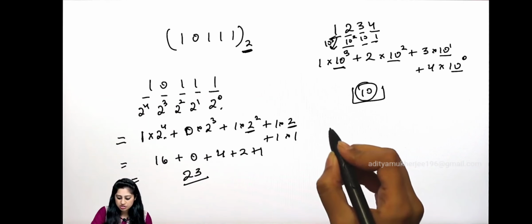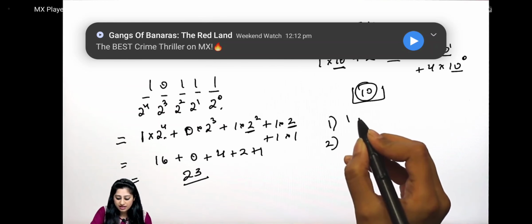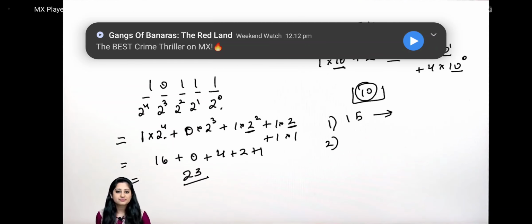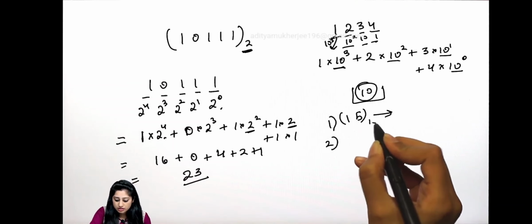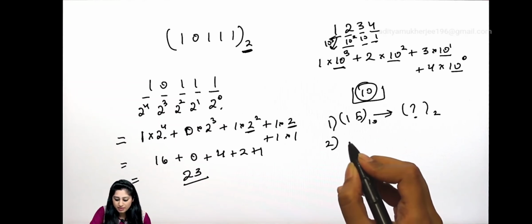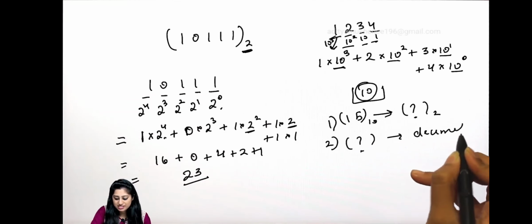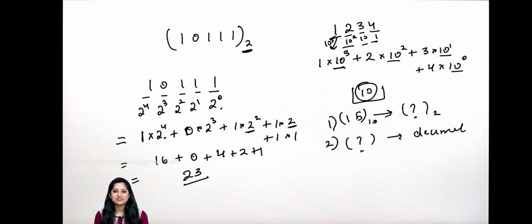As an exercise, just try doing a couple more conversions. Maybe you can try and convert 15 in decimal to what it will be in binary, and then convert that binary back to its relevant decimal value, and see whether you are getting the conversion right or not.